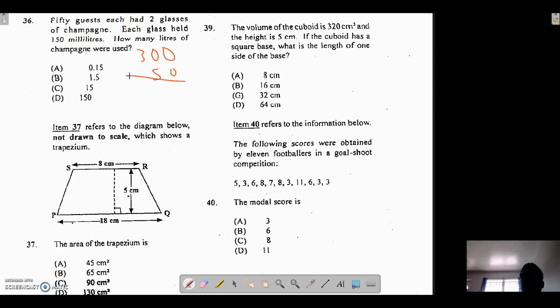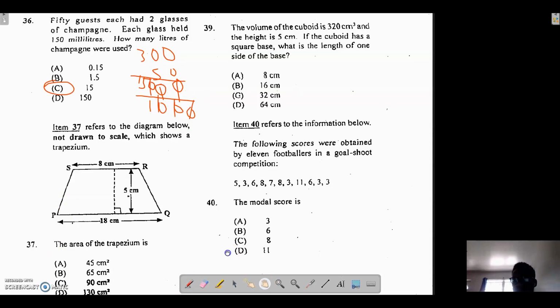Alright, you know the procedure. 0 times everything is 0. 5 times 0 is 0. 5 times 0 is 0. 5 times 3 is 15. So there were 15,000 milliliters of champagne. But we want to get it in terms of liters. Now remember, 1,000 milliliters makes a liter. So the liter is a larger unit. So I would simply need to divide this answer by 1,000. And of course, you know how the zeros go. Alright? So it would be 15 liters of champagne.